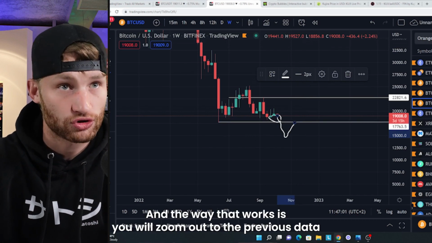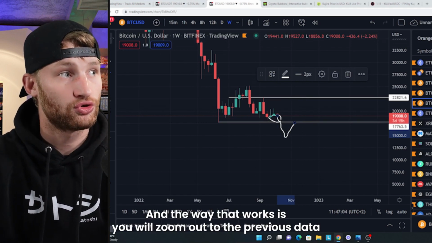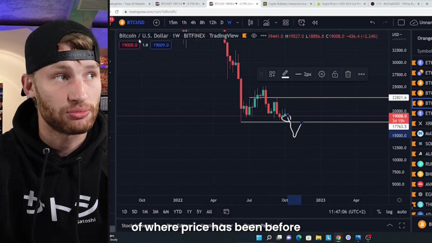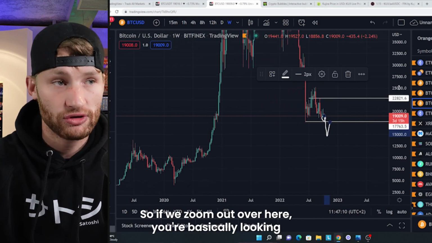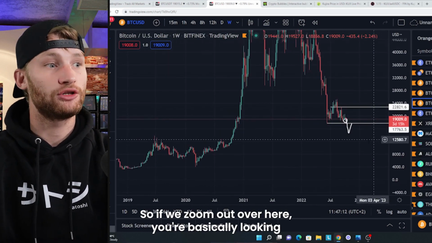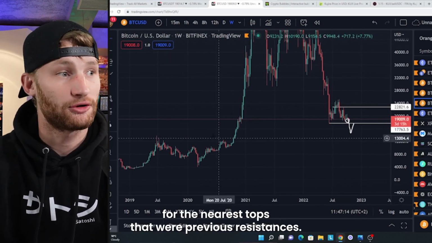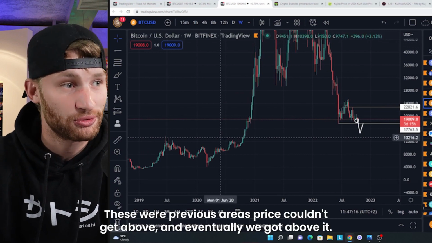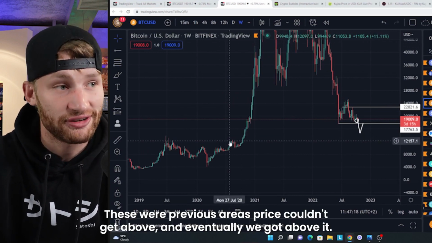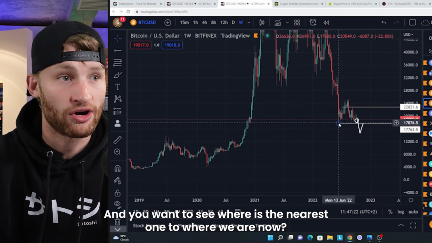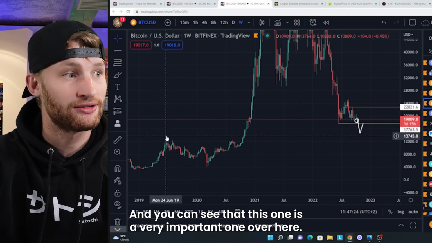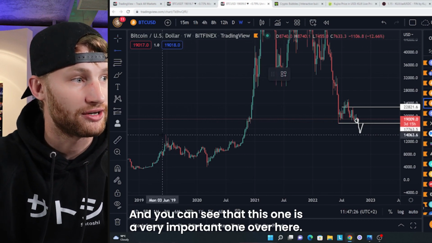Now, in order to find your next levels, you've got to use previous data. The way that works is you will zoom out to the previous data of where price has been before, and you'll see how beautifully it actually respects it. So if we zoom out over here, you're basically looking for the nearest tops that were previous resistances. These were previous areas price couldn't get above, and eventually we got above it. And you want to see where is the nearest one to where we are now. And you can see that this one is a very important one over here.